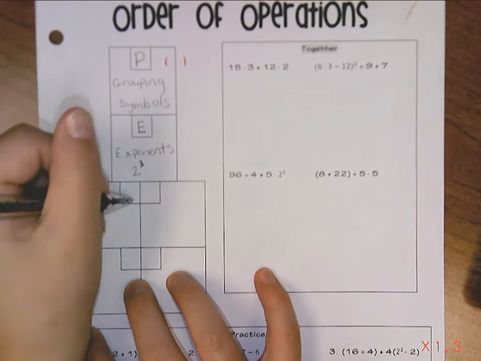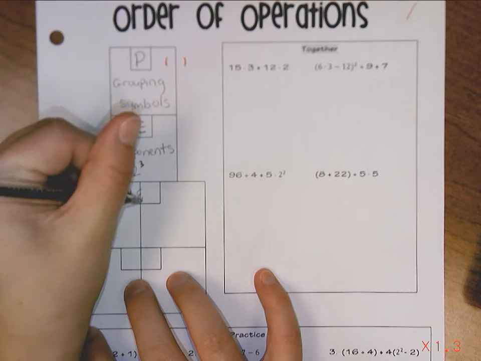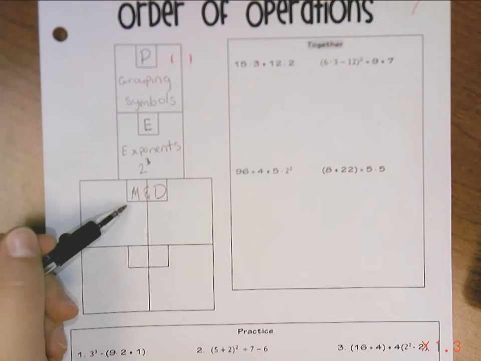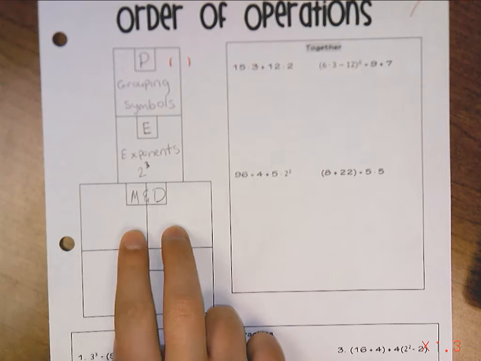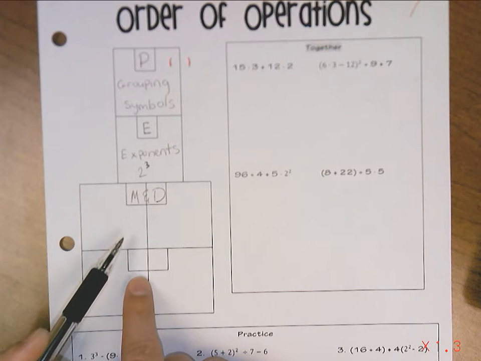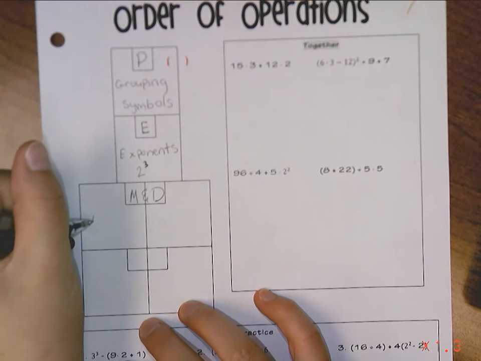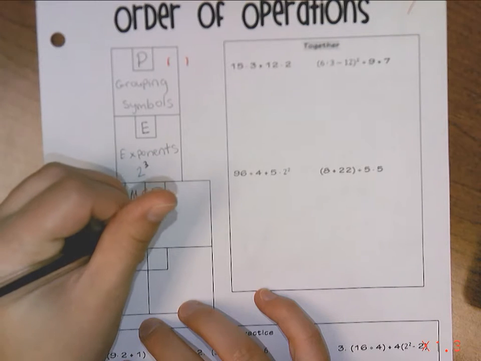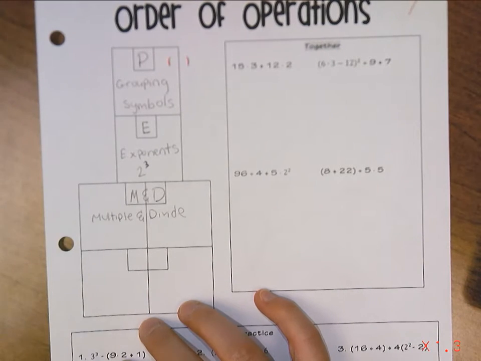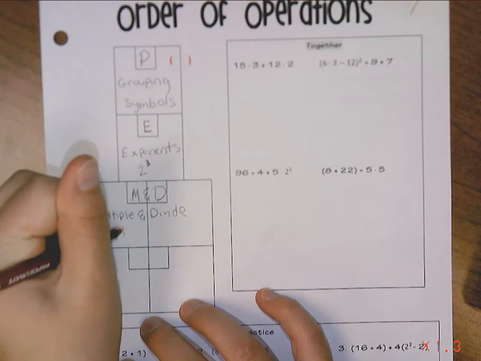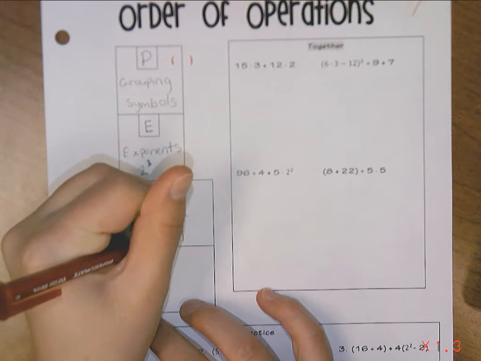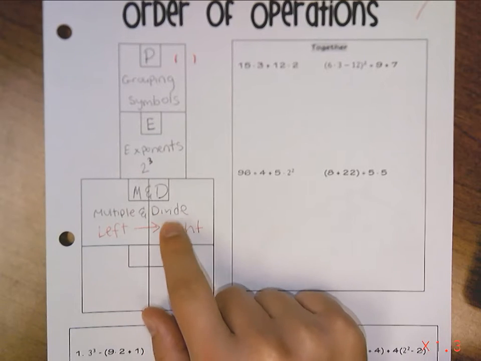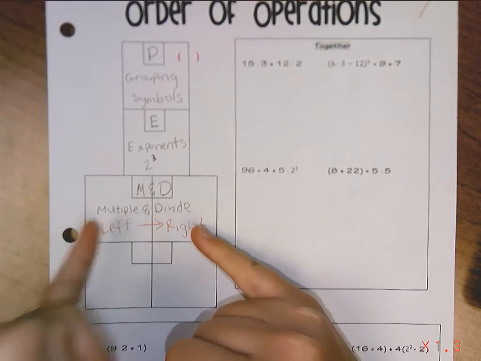Okay, it's multiply and divide. I feel like a lot of people get confused because they think multiplying comes first. These come at the same time. Whichever one goes first in the problem goes first. So you multiply and divide. But it's super important that you remember you are going left to right. Okay, so if division comes first, then you'll do that first. It's whichever one comes first in the problem.